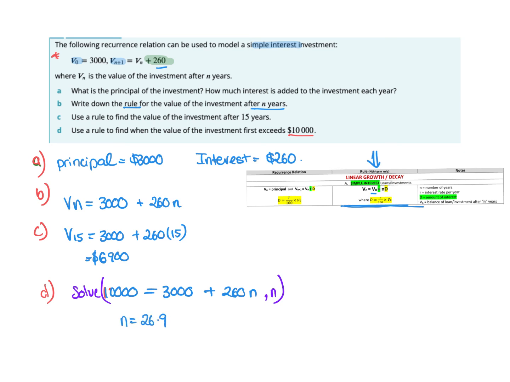And we end up with n equaling 26.9. And we could say 26.9 years. If they say in what year, you'd have to round up, because if you just say 26, you haven't made it there yet, so you'd have to say 27. They're not very clear here, so just maybe leave it as a decimal like that, 26.9 years.